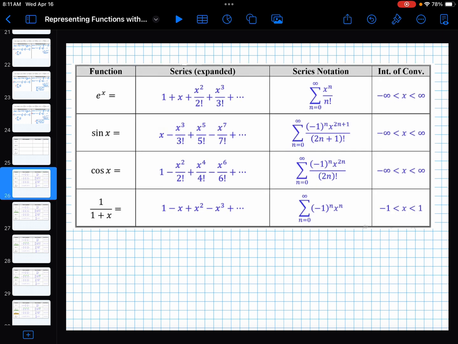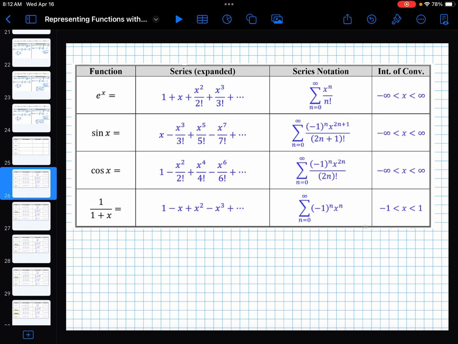So I'm going to give you all these values here, and I will post this table in Google Classroom for you as well. For right now, don't worry about that last column, the interval of convergence. We'll look at that in another lesson. You just need to know how to expand the series and how to represent it in summation notation.